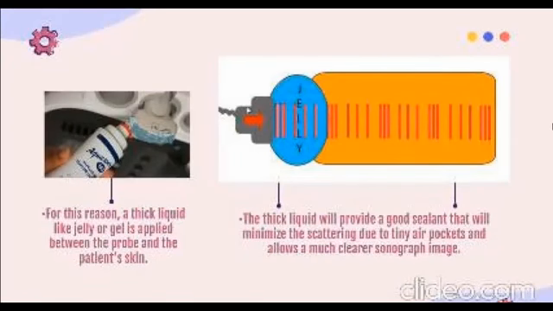One solution to overcome this difficulty is applying a thick liquid between the probe and the patient's skin. This thick liquid, or jelly, will provide a cushion that directs the ultrasound through the skin towards the internal organ. It gives a good sealant that minimizes the scattering due to tiny air pockets and allows a much clearer sonographic image.